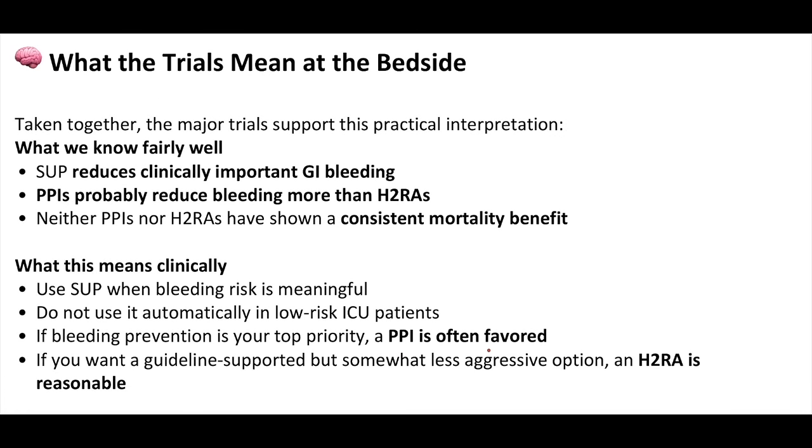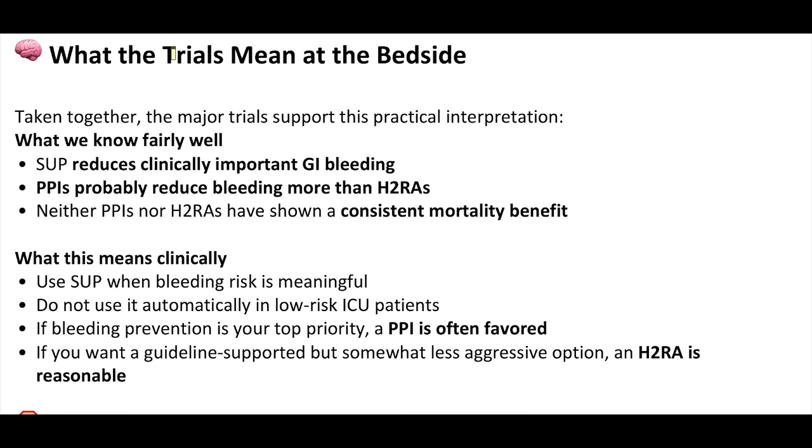So if we were to summarize what these trials mean at the bedside, the major trials do support that stress ulcer prophylaxis reduces clinically important GI bleeding, that PPIs probably reduce bleeding a little more than H2 receptor antagonists, but that there's no mortality benefit between the two. So use stress ulcer prophylaxis when there's a meaningfully high bleeding risk. Do not use it automatically in low-risk patients. If bleeding prevention is your top priority, a PPI may be favorable, but guideline-supported, somewhat less aggressive options like H2 receptor antagonists are also reasonable.